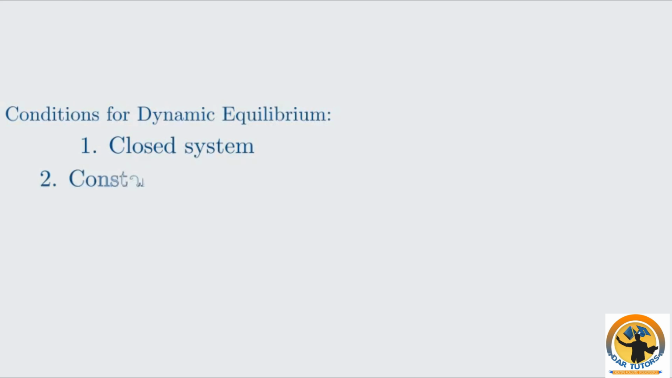The second condition is constant temperature. As we will see later, the rates of reactions and the position of equilibrium are all temperature dependent. For the system to be stable and achieve a true equilibrium, the temperature must be kept constant.